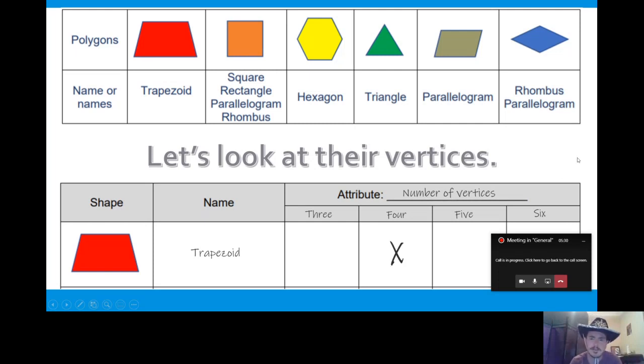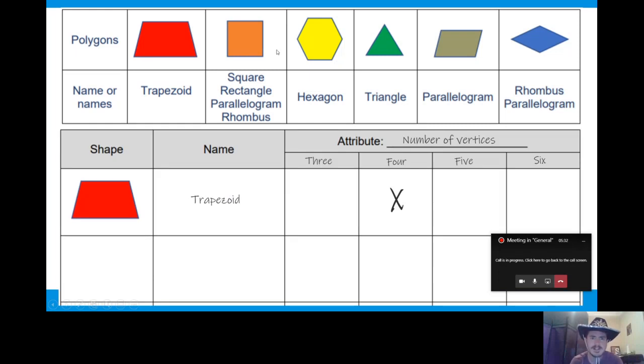Let's do another shape. What's my next shape? I'm going to write my square, which is also a rectangle, a parallelogram, and a rhombus. How many vertices does my square have? 1, 2, 3, 4. It also has 4, so I'm going to draw my x right under 4 again.